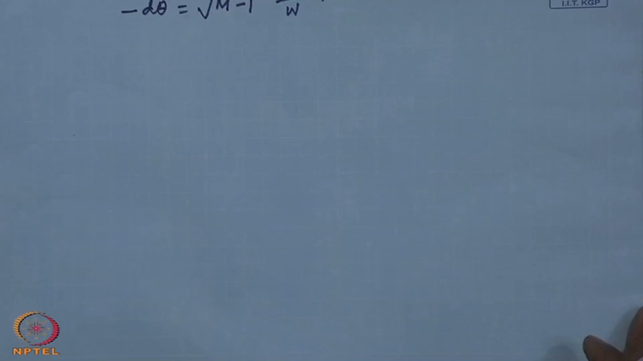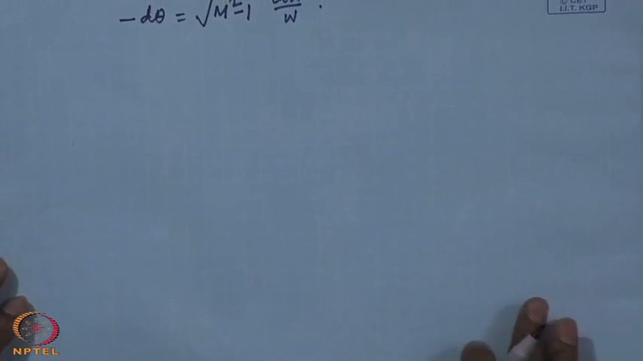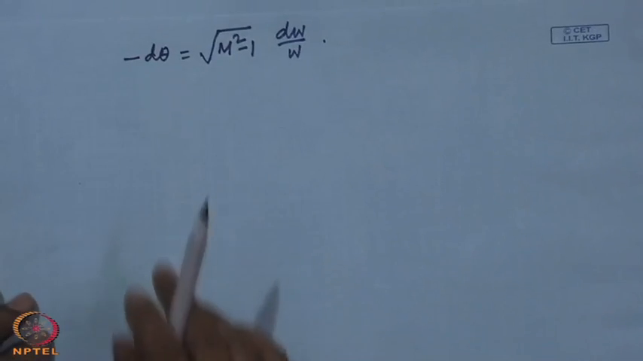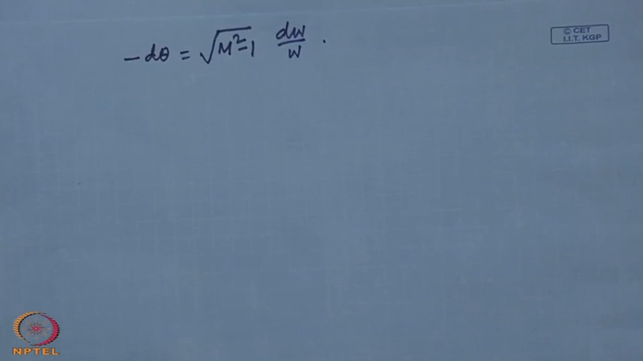However, the relation changes for finite compression, which is compression by shock. The usual sign convention for the angle theta is that theta is positive for a compressive turn and is negative for an expansive turn.